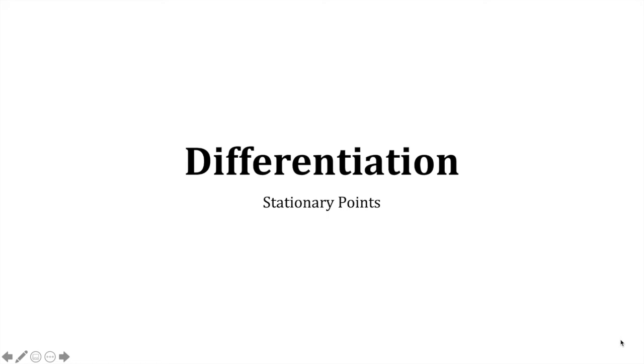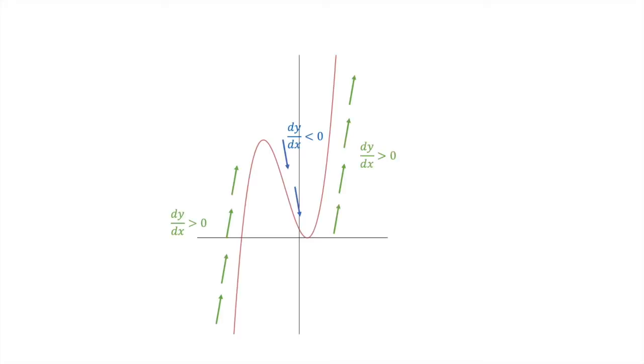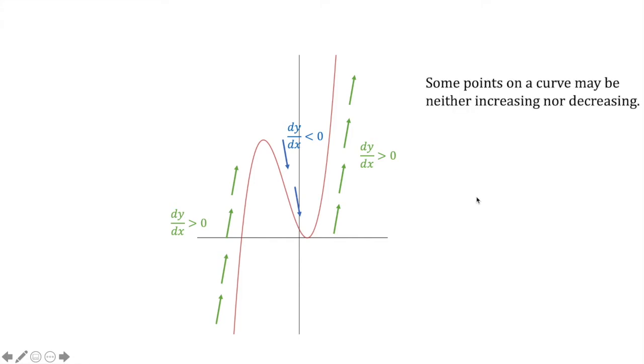So in this video we are going to continue with our differentiation topic and we are going to look at stationary points. Now we previously saw this diagram. In the last video we can see where the curve is increasing up to this turning point, it then starts decreasing to the next turning point and then it starts to increase again. But there are also some points on the curve which may neither be increasing nor decreasing.